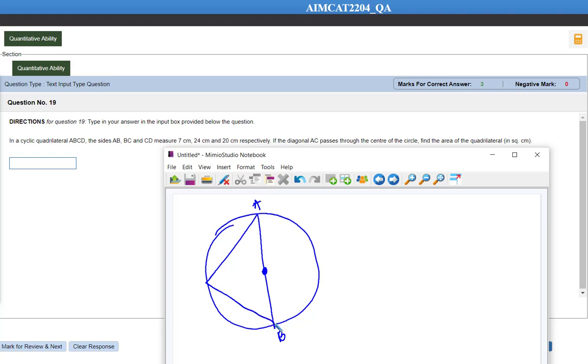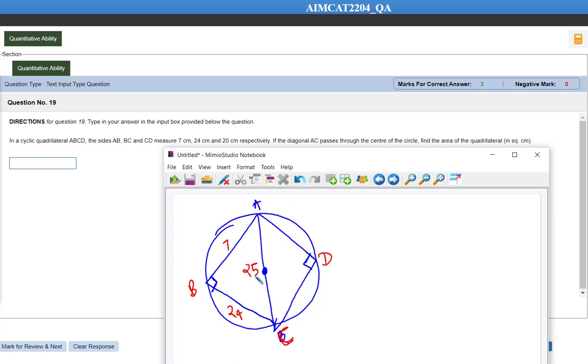Angle inscribed in a semicircle is 90 degrees. So this angle is 90 degrees and this angle is also 90 degrees. Now we know the lengths. This is A, this is C, this is B, this is D. Length of AB is 7. The length of BC is 24. By using the Pythagoras theorem, we can say that AC is 25.